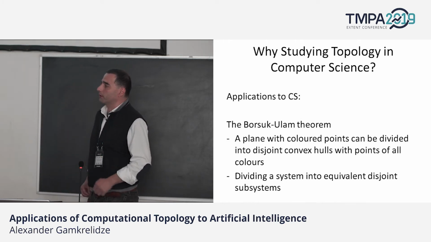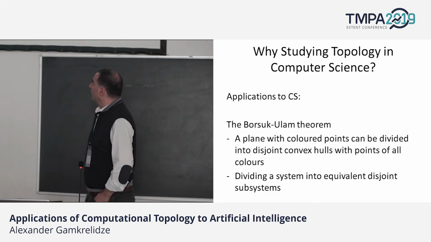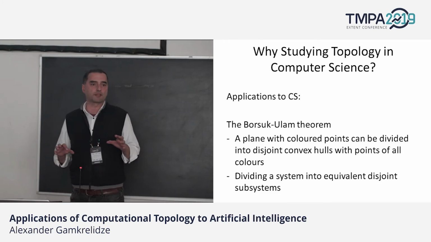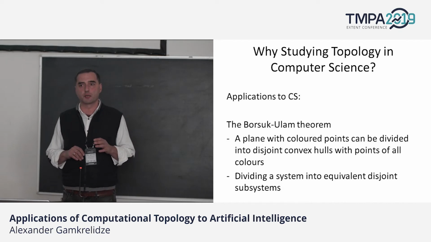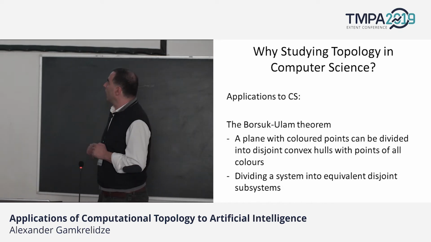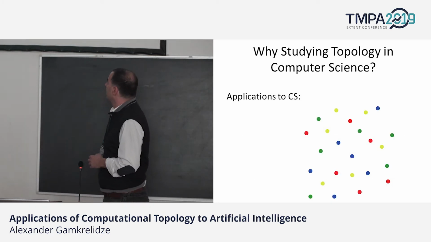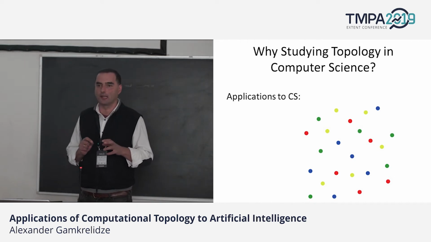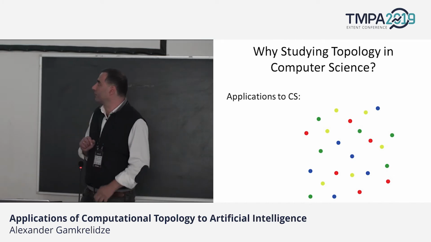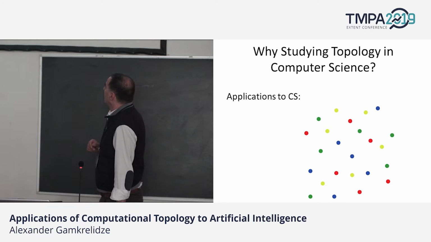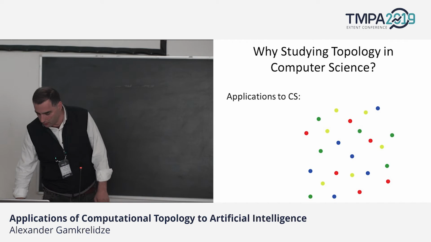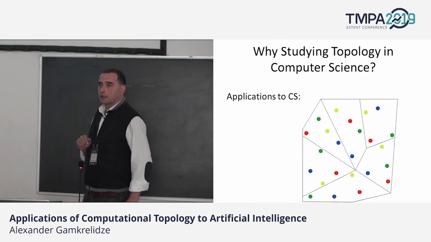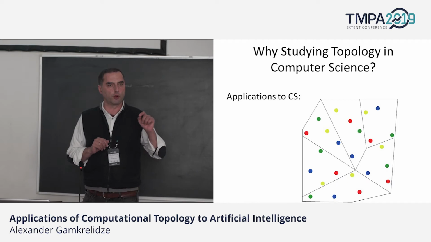Another very important application is the theorem that we can divide a system into equivalent subsystems. And the division process is simple. If we have a plane with colored points, the number of points of the same color should be the same for each color. We have here 6 blue, 6 green, 6 yellow, and 6 red points. And those points can be divided into subsets. Each set contains exactly one member from each color.